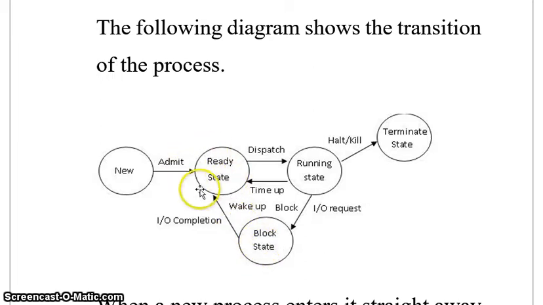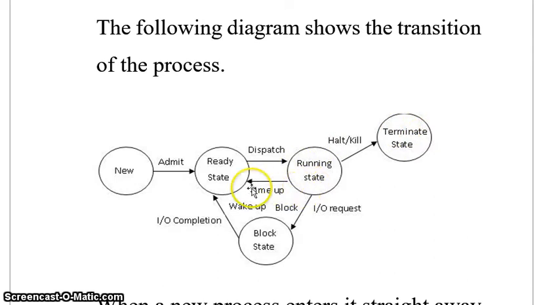It is being stored in the ready state. From the ready state, again it will be dispatched. So when there is an IO operation, it will be coming to the block state. Next, when the process has completely completed its work, it has been halted or it has been killed, then it will be moving to a state called the terminate state.